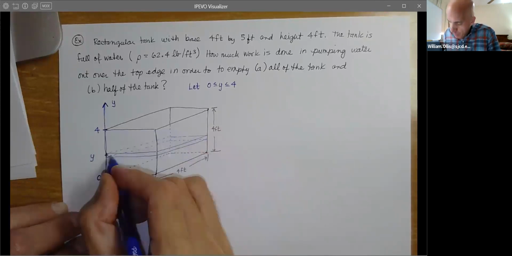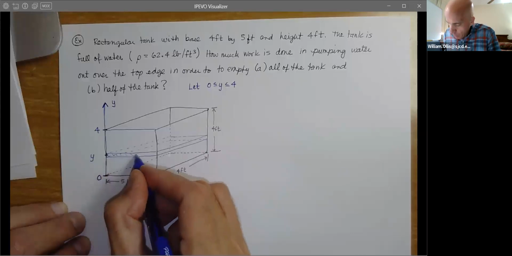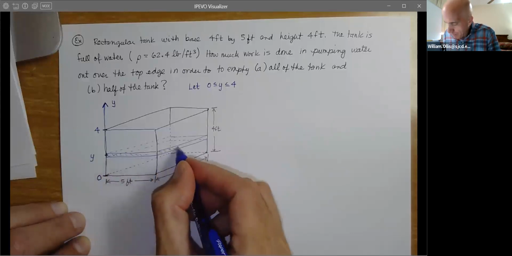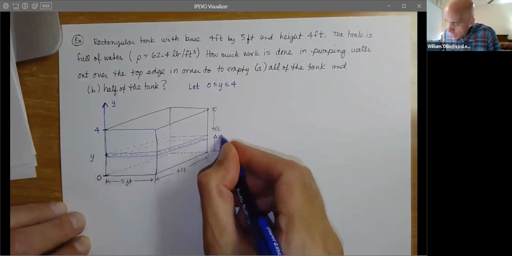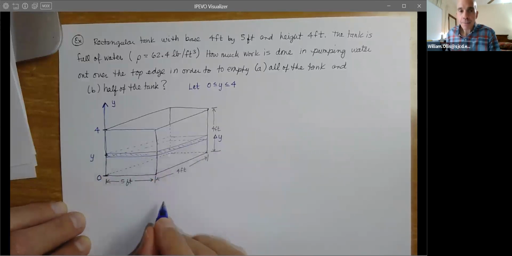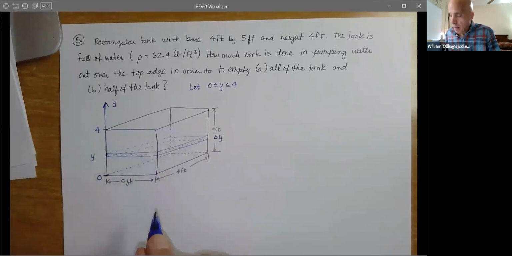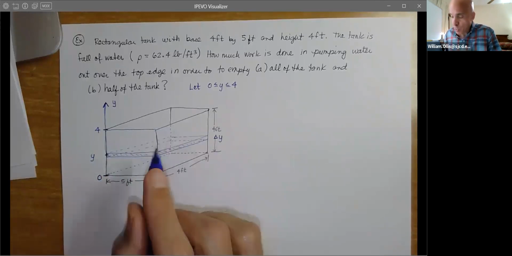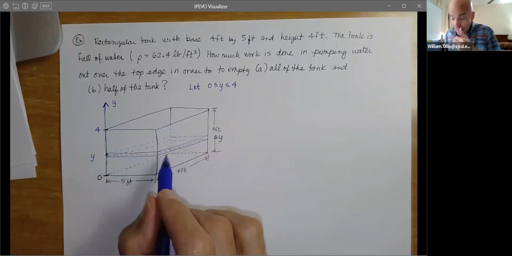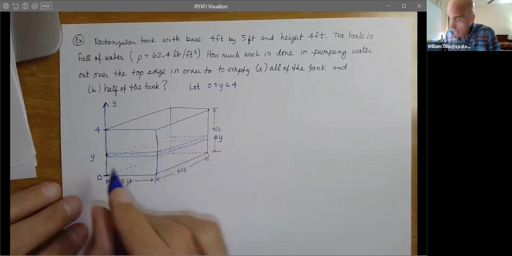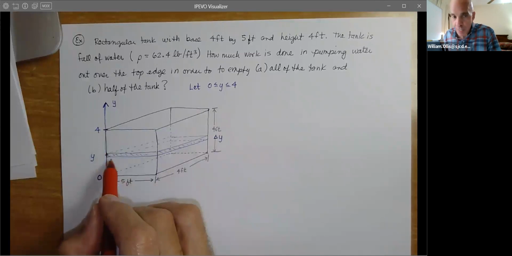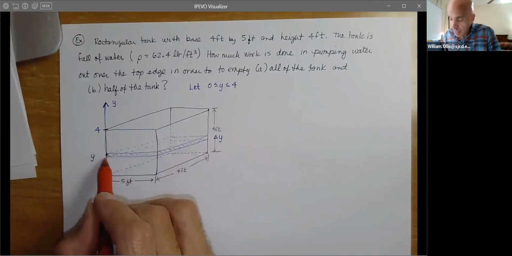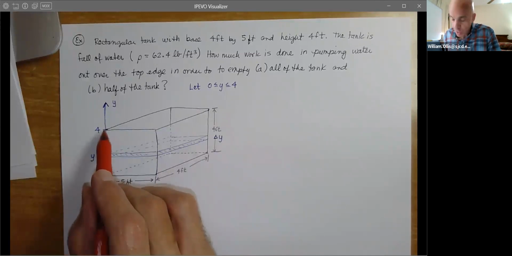So we've got this. If you like, you can put a little shading there if you want. You don't have to. So we have a slab of thickness delta y. Now, we'll figure out the actual volume of this and then hit it with the weight density. But notice now, we have to move this slab a given distance. We have to move to the top edge of the tank.